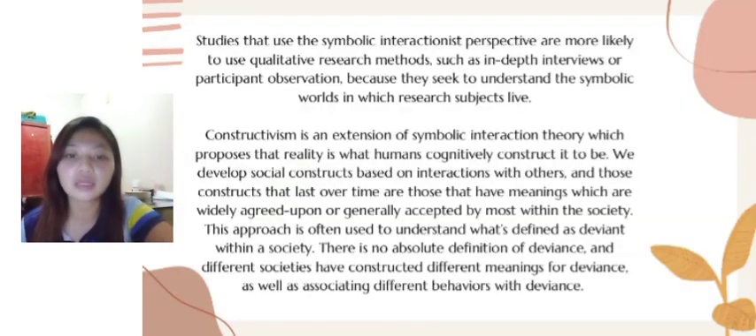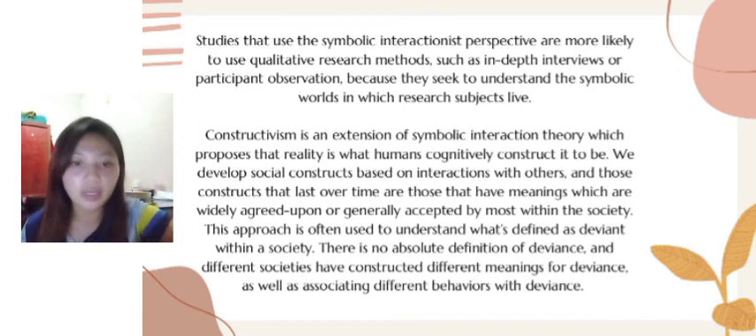Next is constructivism. It is an extension of symbolic interaction theory, which proposes that reality is what humans cognitively construct it to be. We develop social constructs based on interactions with others, and those constructs that last over time are those that have meanings which are widely agreed upon or generally accepted by most within the society. This approach is often used to understand what's defined as deviant within a society. There is no absolute definition of deviance, and different societies have constructed different meanings for deviance, as well as associating different behaviors with deviance.